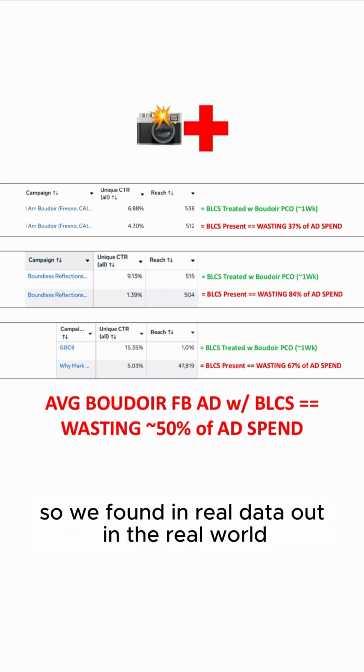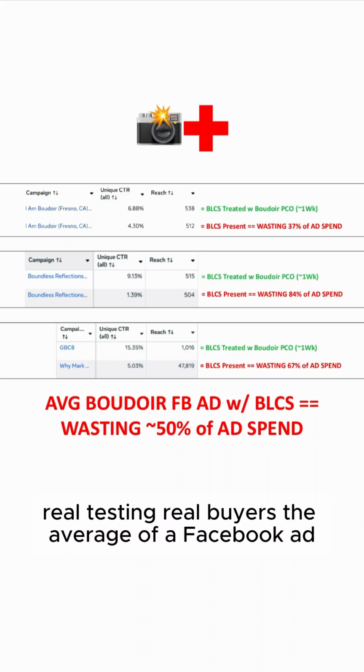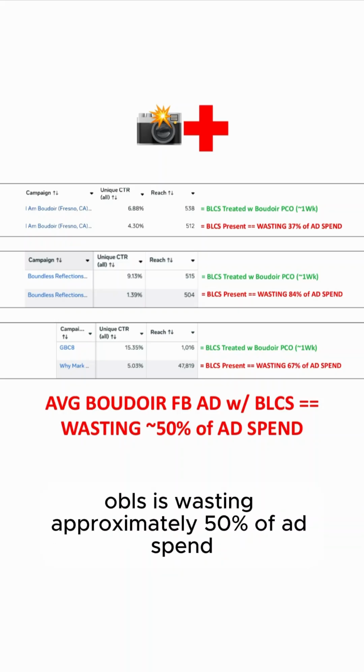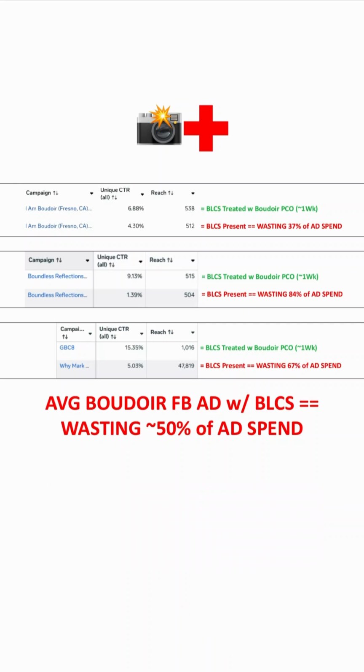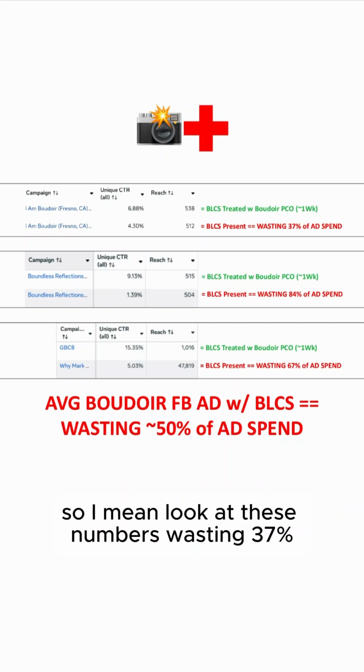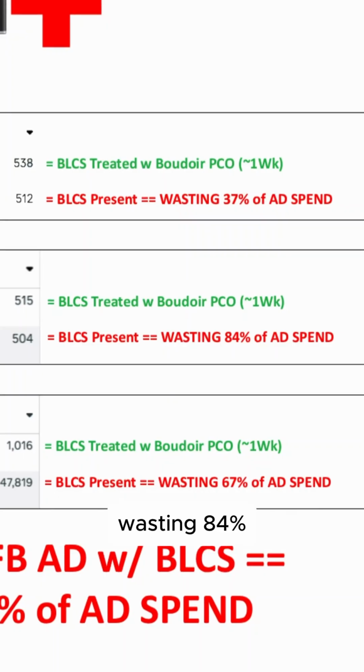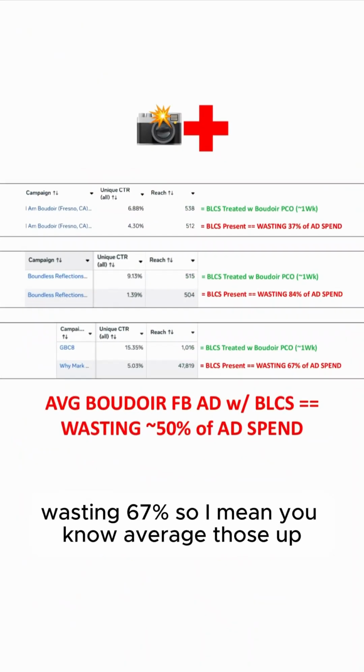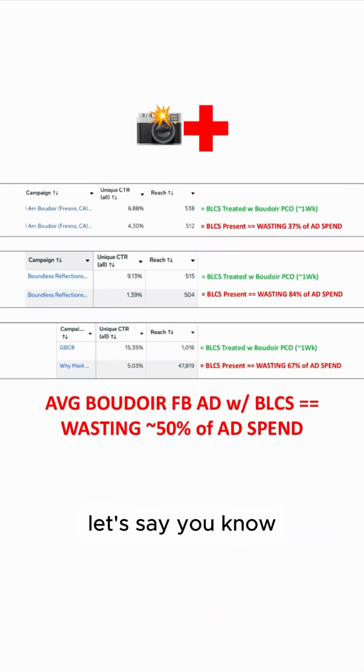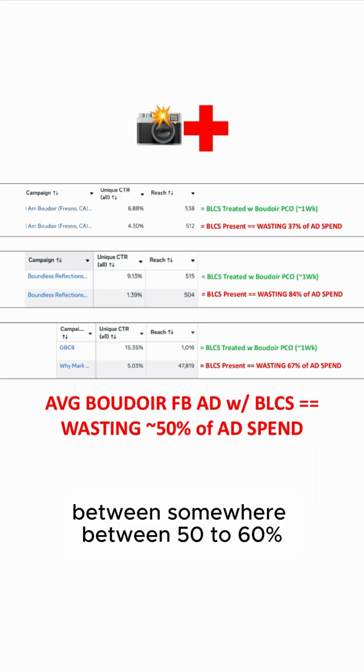So we found in real data, out in the real world, real testing, real buyers, the average Boudoir Facebook ad with BLCS is wasting approximately 50% of ad spend. Look at these numbers: wasting 37%, wasting 84%, wasting 67%. Average those up. What's that? The average will probably be somewhere between 50 to 60%.